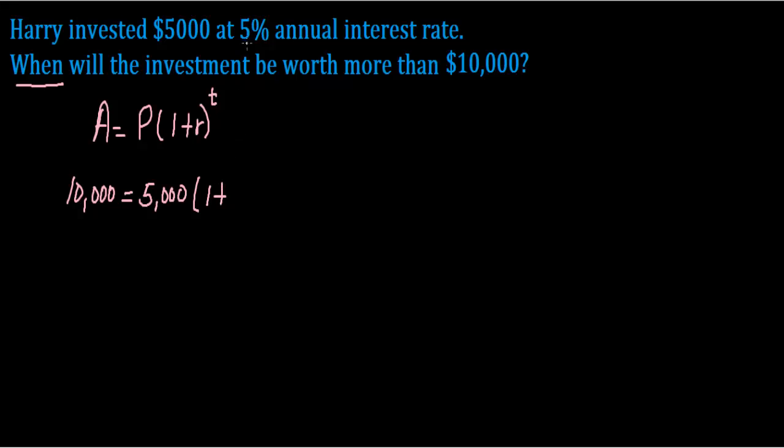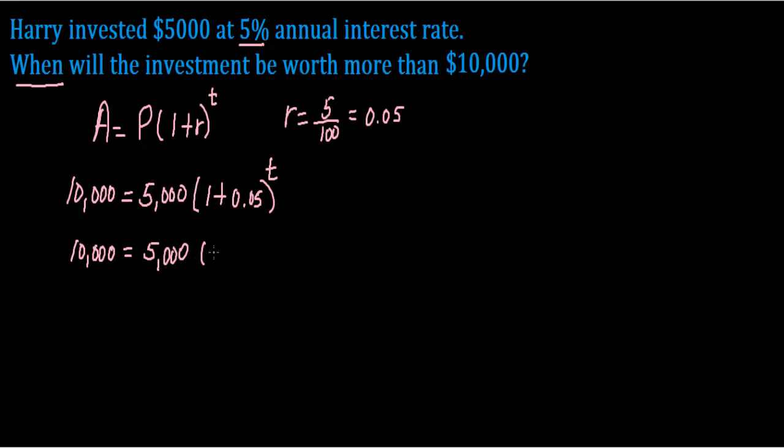1 plus R, remember R is your interest rate, but R has to be written as a decimal. So you do that by dividing by 100, which is 0.05. So 1 plus 0.05 raised to the T power, and in this case, T is what we're trying to find. So let's simplify this a little bit. 10,000 is equal to 5,000 times 1.05, because 1 plus 0.05 is 1.05 raised to the T power.